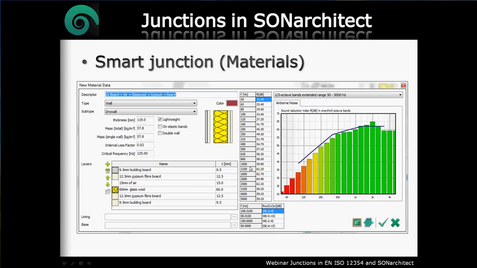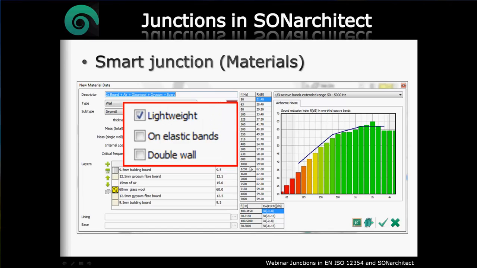Here we have the screenshot of the form that we use to insert new data in SONarchitect. One of the things that the program asks you to insert is if the material can be considered to be lightweight or not. So with this information, we just know that in a specific junction where this material is going to be used, we have to select the model of connection, it will depend, between dry wall and light wall, or between heavy wall and light wall.